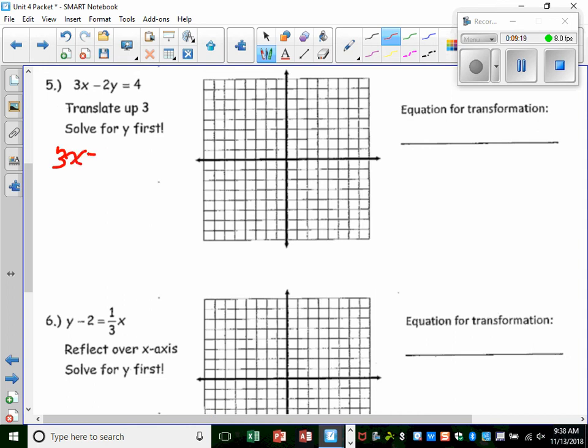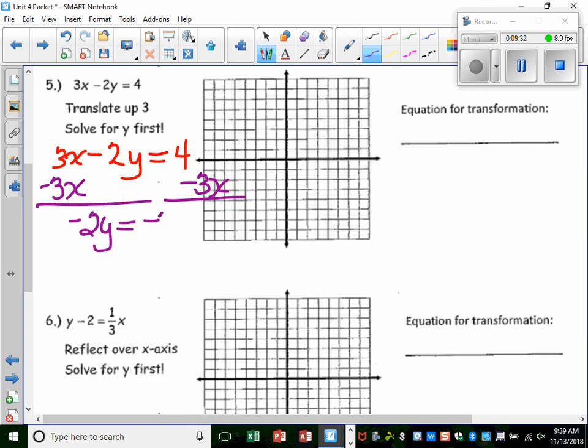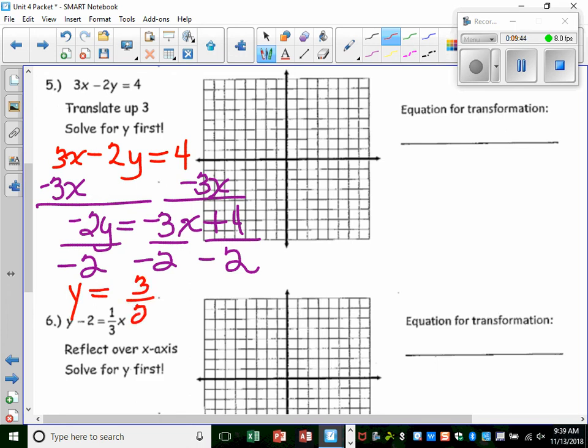So when you're solving for y, you have to move the x term to the other side. So I'm going to subtract 3x. So that will give me -2y equals -3x plus 4. And then I'm going to divide by the -2. So that's going to give me a +3/2 x and a -2. Okay, because we had a +4 divided by -2 is a -2.